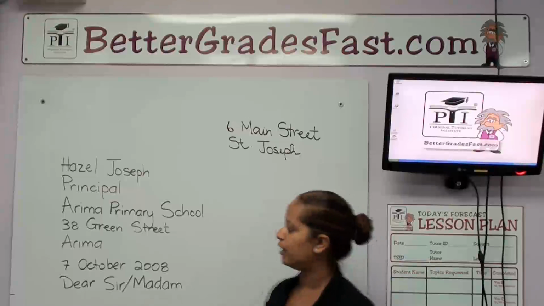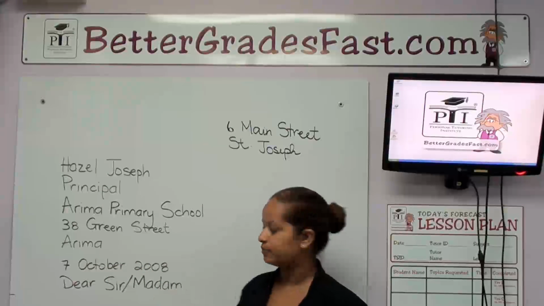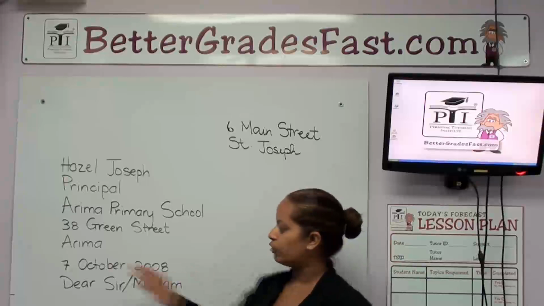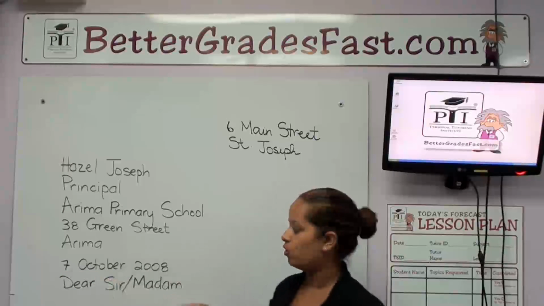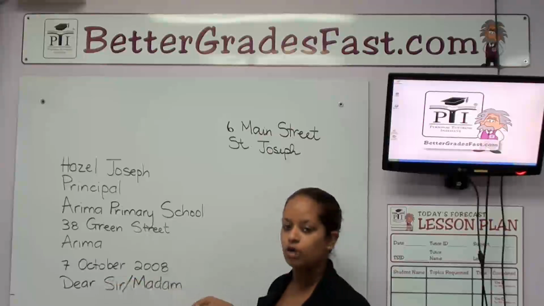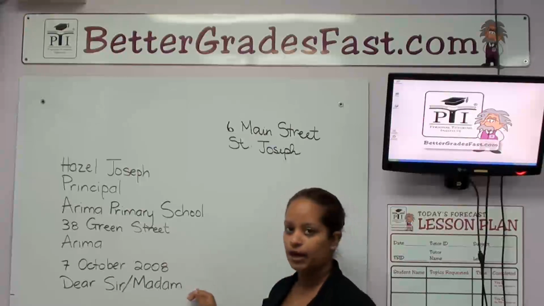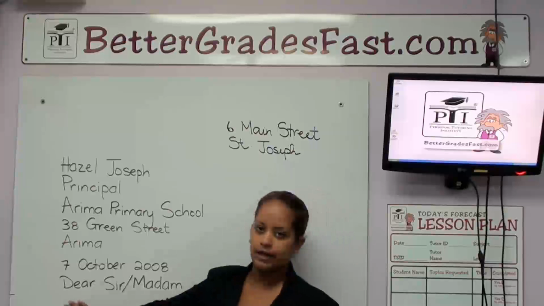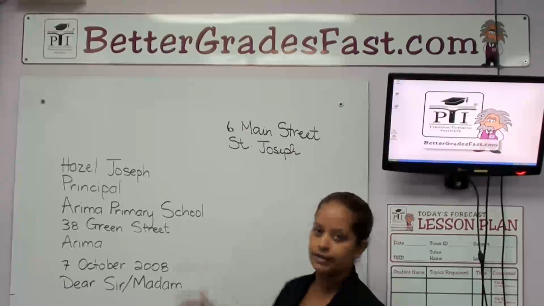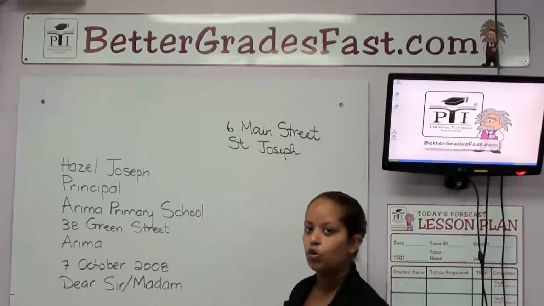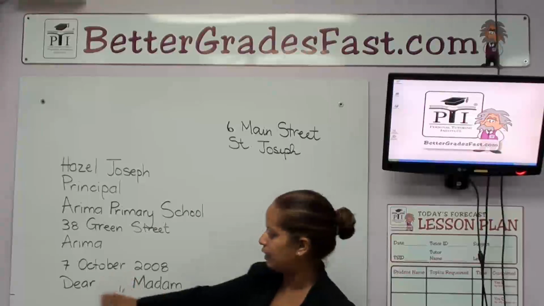You are then required to skip a line and put the current date. Remember that your date has to be day, then month, then year. All written out. Do not use abbreviations. You then skip another line and you put either dear sir, or madam. In this case, we are writing to Hazel Joseph, who is a woman. So we would simply have to say, dear madam.